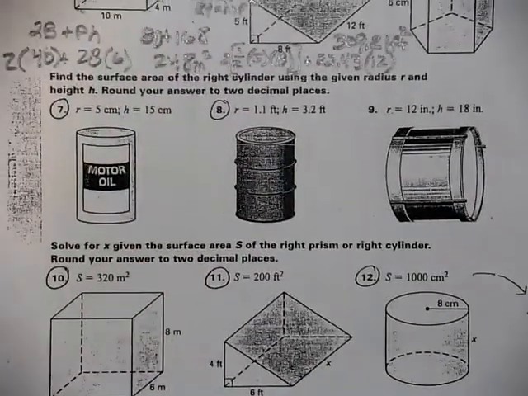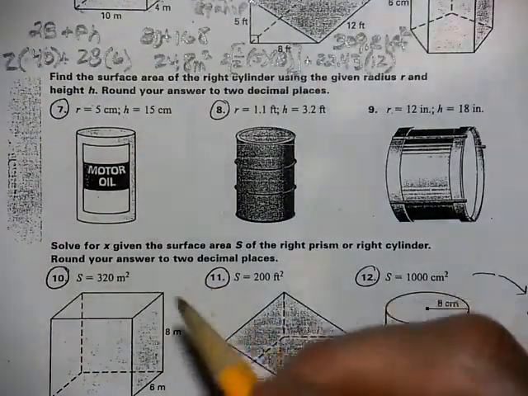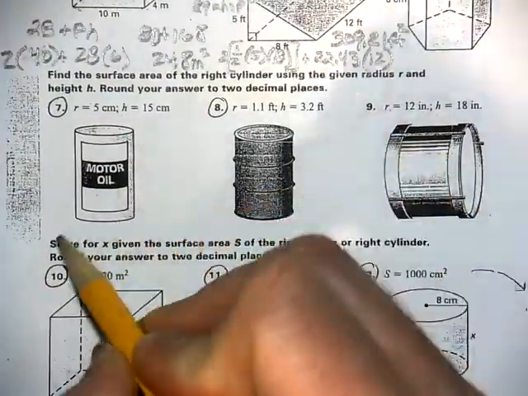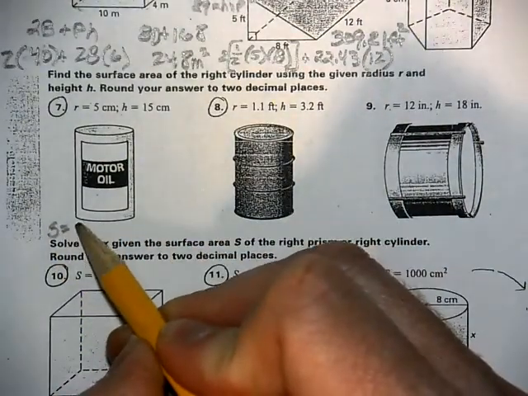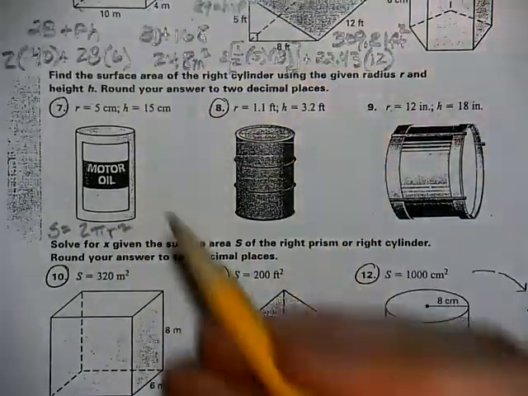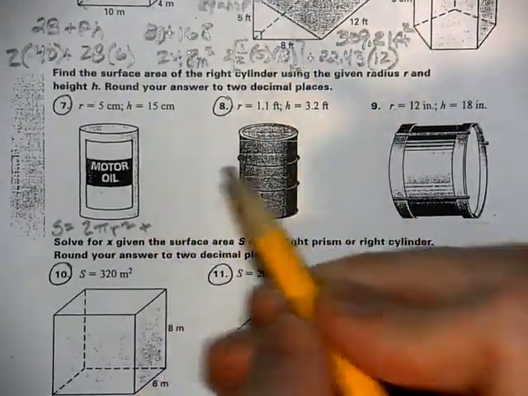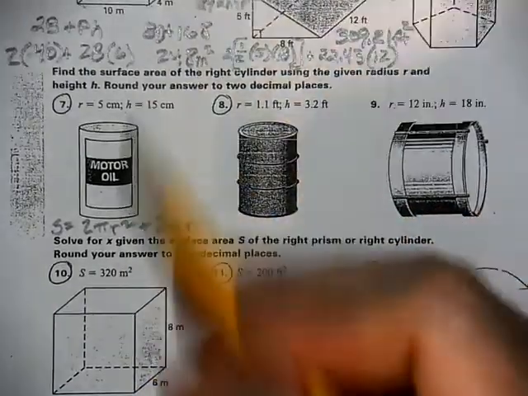So let's come back and take a look at some of these others. These are now cylinders. And we're going to find the surface area. The surface area, remember, is 2 times pi r squared, because there are 2 circles, plus the circumference, 2 pi r, times the height.